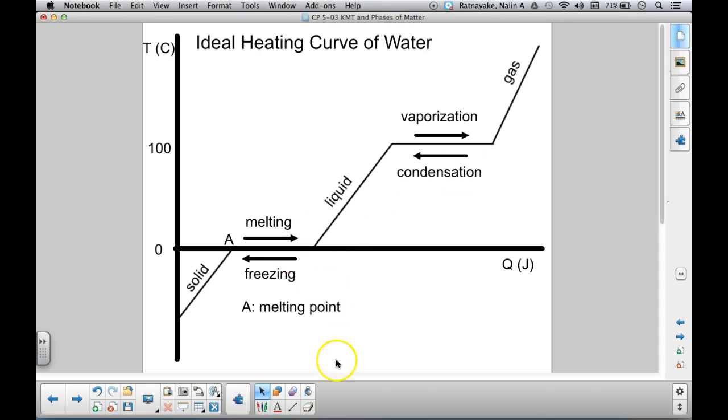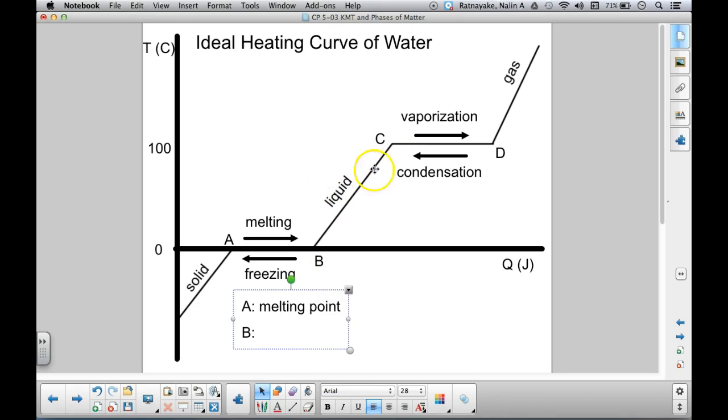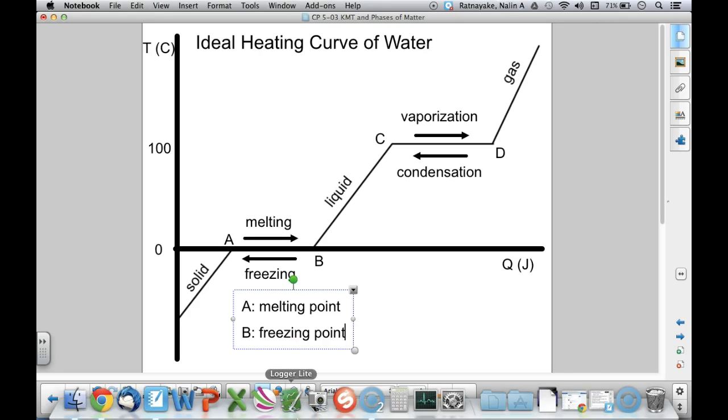Let's look at some other points on this graph. I'm going to label this point B. I'm going to label this point C. And I'm going to label this right here point D. And where would we hit point B? Point B we would hit on the way down if we're a liquid and we're cooling the liquid down. It's eventually going to hit a point where it starts turning into a solid, and we call that freezing. So point B is called the freezing point. Notice that it's at the same temperature as the melting point. We're just going the other direction.